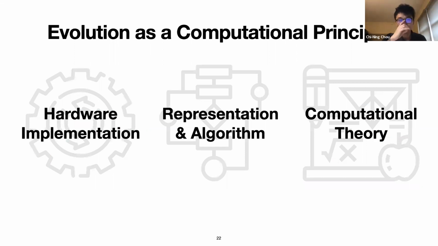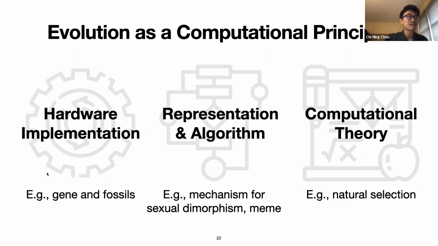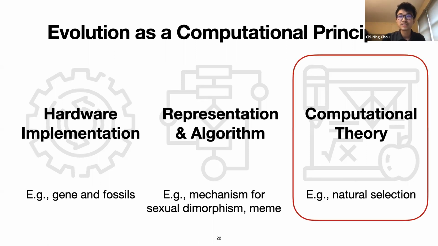So I hope through these examples, I can give you a feeling of evolution as a computational principle. The underlying hardware implementation is maybe when I talked about genes and fossil findings, how this idea is really implemented. The middle representation and algorithm is how we talked about the different examples, the concrete instantiations of the idea of selection and mutation. But at the highest level, natural selection itself is more like a principle rather than something with clearly specified input and output. It is a concept that is flexible and can be applied in lots of different scenarios. So I hope this opens up a different way for you to think about evolution.